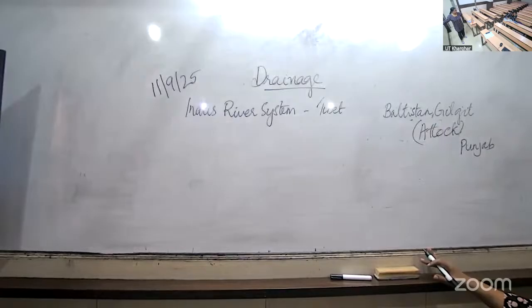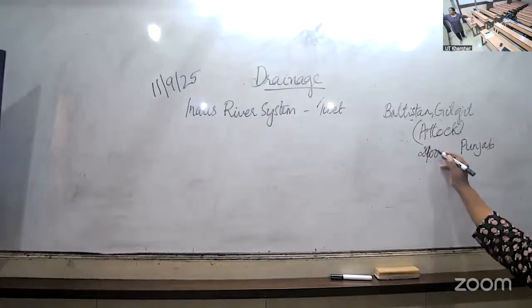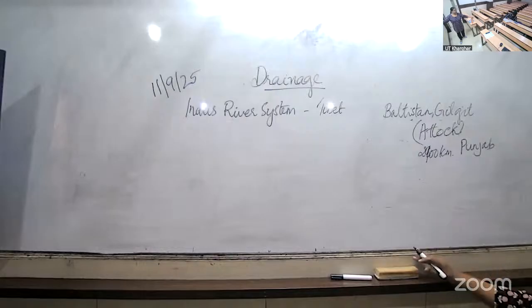Beyond this, the Indus flows southwards, eventually reaching the Arabian Sea east of Karachi. So it flows downward and then joins the Arabian Sea. East of Karachi, that part only it joins. What is the length of this river? 2,900 kilometers. 2,900 kilometers is the length of this river. It is one of the largest rivers in the world.